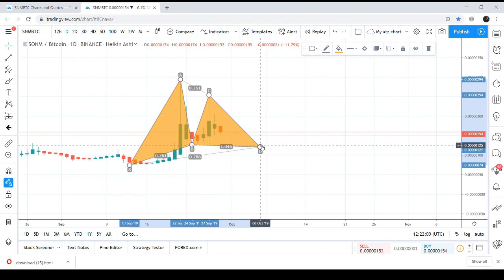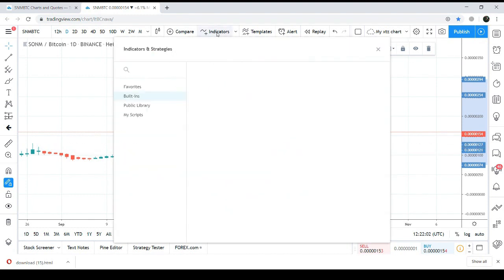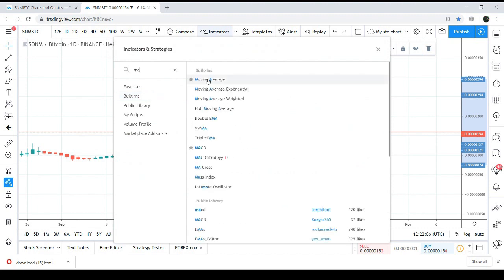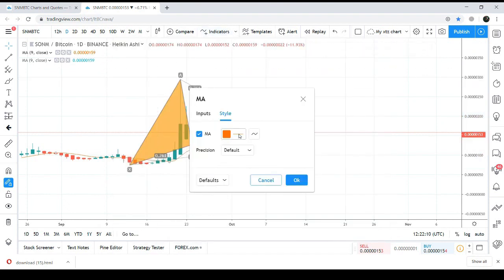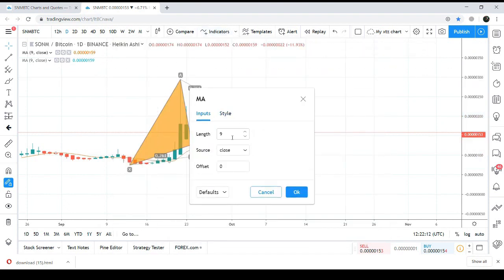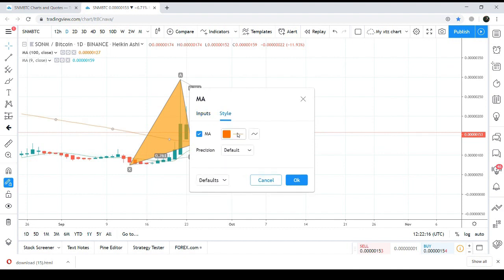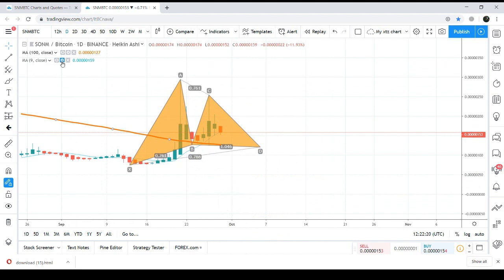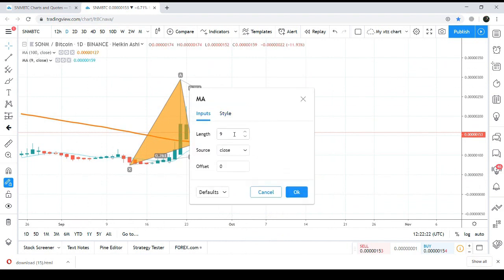Now if I place the moving averages, the simple moving averages, one will be the 100 moving average, and this is the 100 moving average. I'm just making it more visible for you. And the second moving average will be 50 moving average. The time period of this moving average is 50.